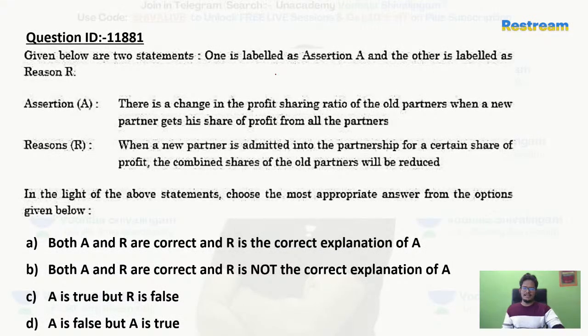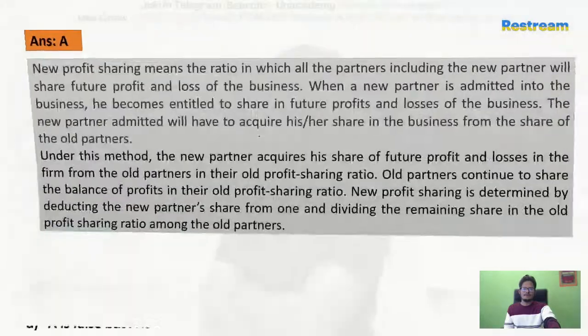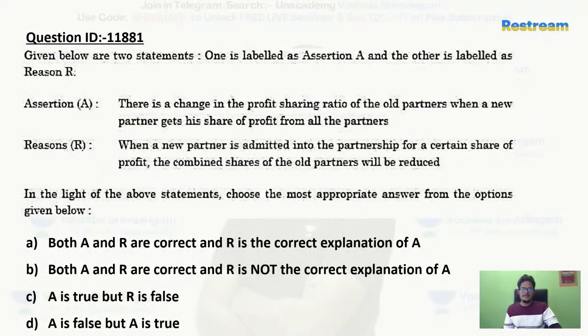There is a change in profit sharing ratio of old partners when a new partner gets his share of profit from all partners. So the answer is A. A new partner will get a share of profit from all the partners in an equal ratio or old ratio. And when a new partner is admitted into partnership for a certain share of profit, then the combined share of old partners will be reduced because they are sacrificing it for the new partner.